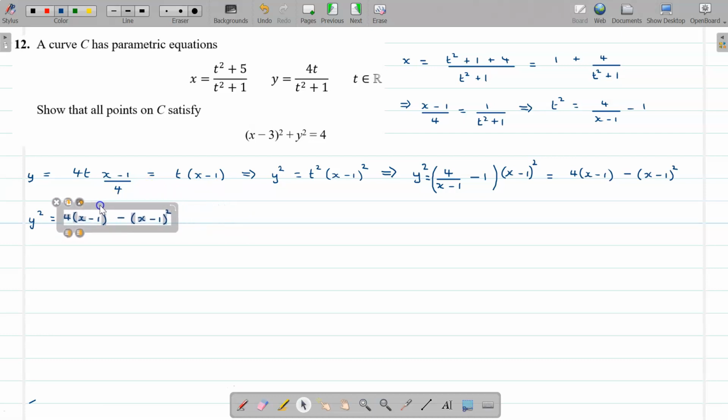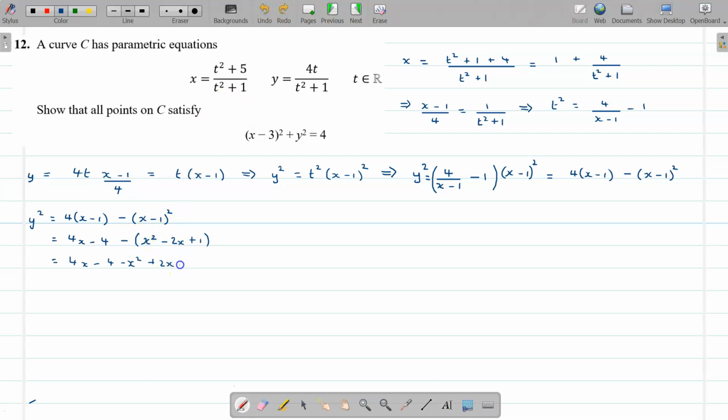Okay, and if y squared equals that, then that is equal to 4x minus 4, minus, and it's going to be x squared minus 2x plus 1. Okay, and that's equal to 4x minus 4 minus x squared plus 2x plus minus 1.